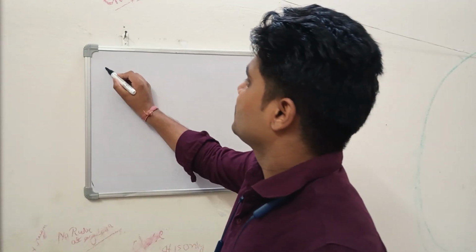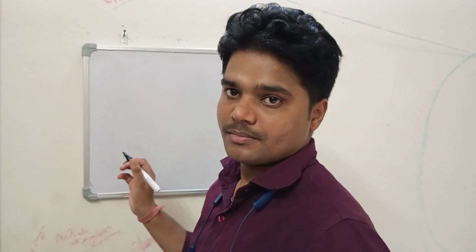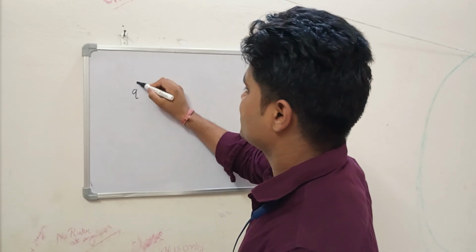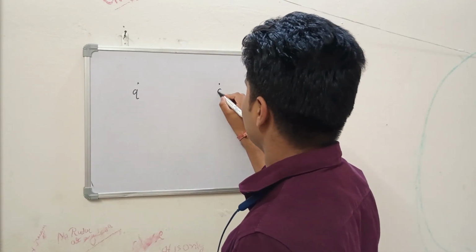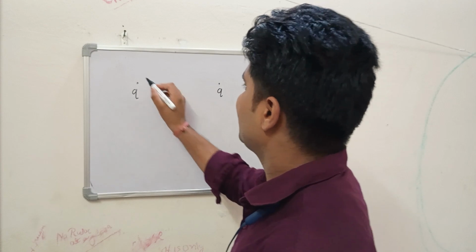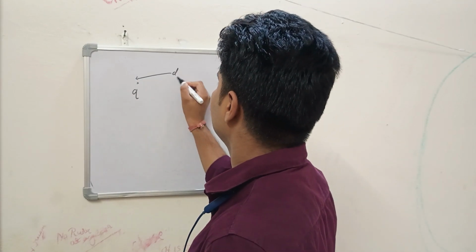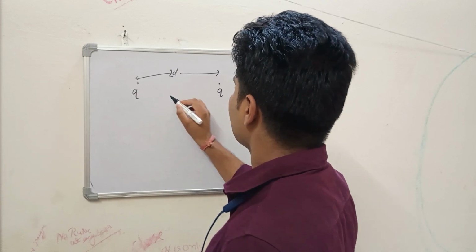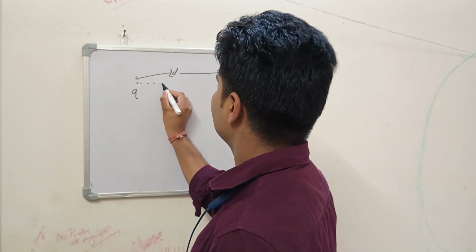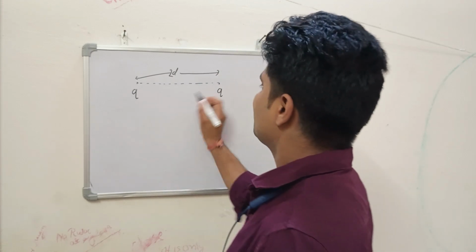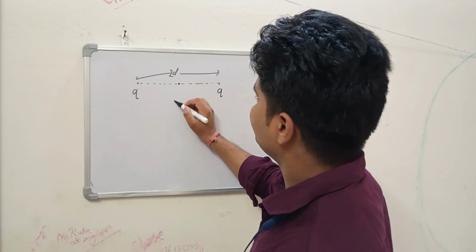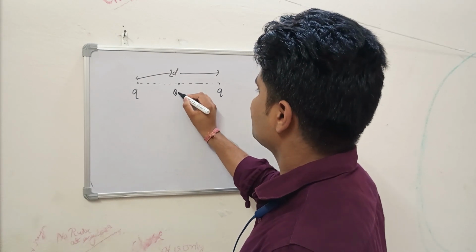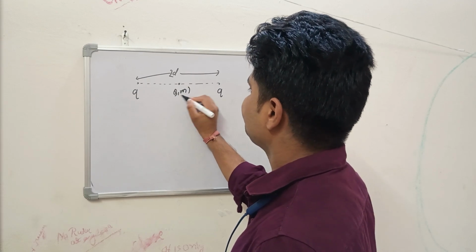Now let us suppose an example in which a charge q is situated here, and another charge of the same magnitude q is situated here at a distance of, let us suppose, 2d. This is the line joining the two charges. Suppose at midway a charge is present, whose quantity is capital Q and mass is m.